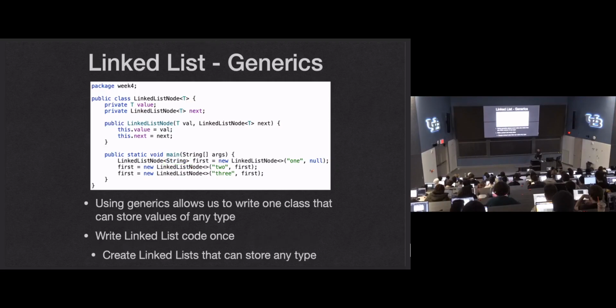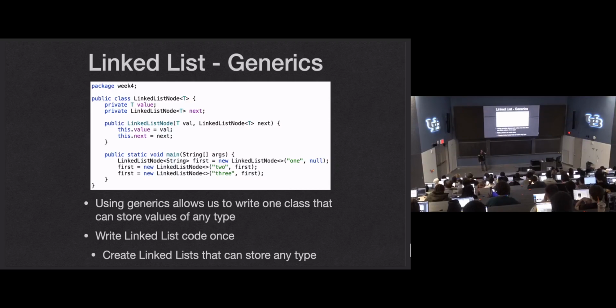This lets us write code one time. We write one linked list node class, and it can store values of any type, even types that don't even exist yet. When the Java developers wrote the ArrayList class, they didn't know that we were going to write a rating class with the instance variables that we had. They had no idea that we were going to create that class. That type did not exist when they wrote the ArrayList class, but we can still create an ArrayList of ratings.